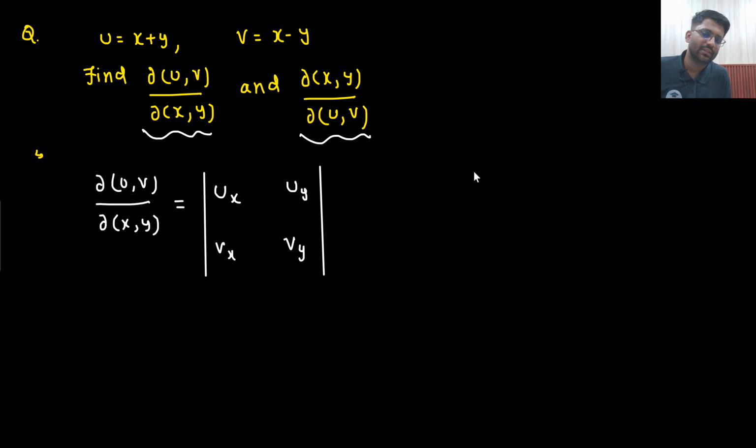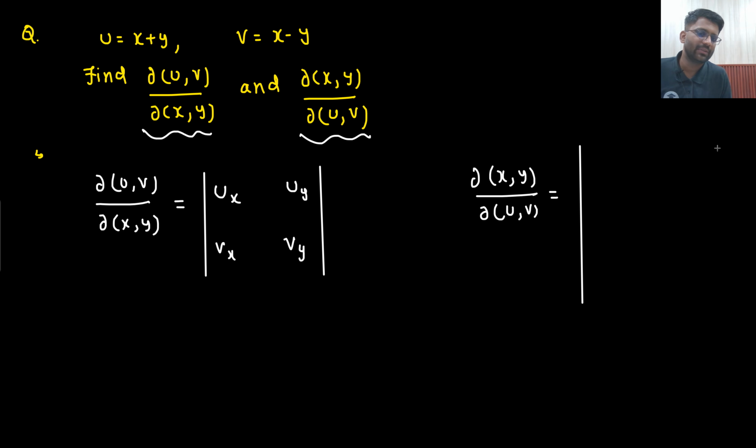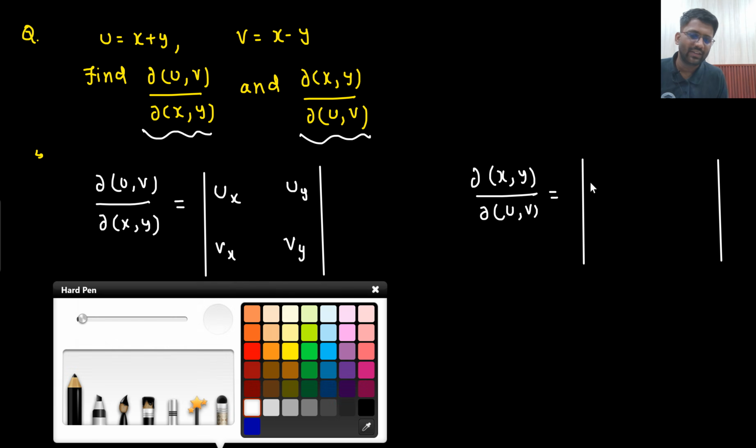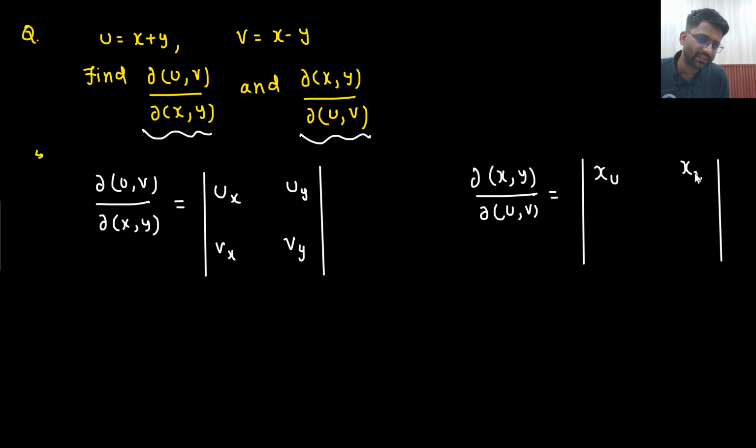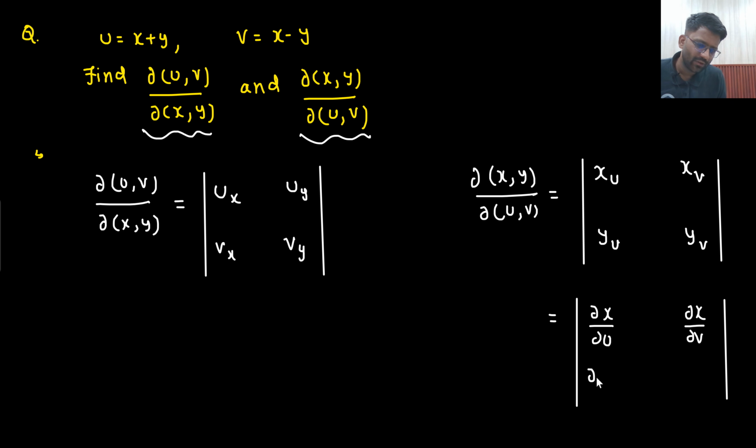And what will be the value of this? Del(x,y) divided by (u,v). What will be the value of this? Who is on the upper side? On the upper side, x and y are there, no? So x is differentiated with respect to u, x is differentiated with respect to v, y is differentiated with respect to u, y is differentiated with respect to v. That's it. What is the value of this? This value will be del x by del u. This value will be del x by del v. This value will be del y by del u. This value will be del y by del v.